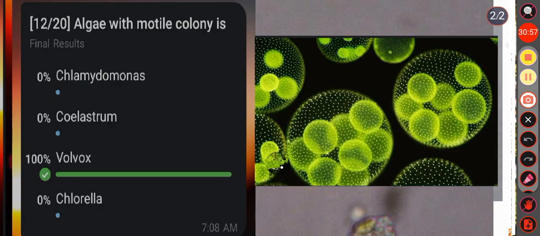Okay. Then next question, algae with motile colony is option A, Chlamydomonas, option B, Coelastrum, option C, Volvox, option D, Chlorella. We know Volvox is a colonial alga and the colonies are oval or spherical in shape. The cells are biflagellate and are arranged in a single layer within the periphery of the gelatinous colonial envelope. Okay, so the motile colony algae is Volvox.